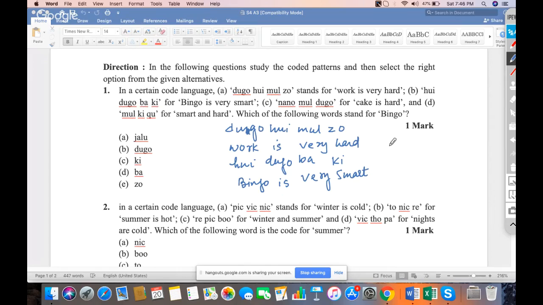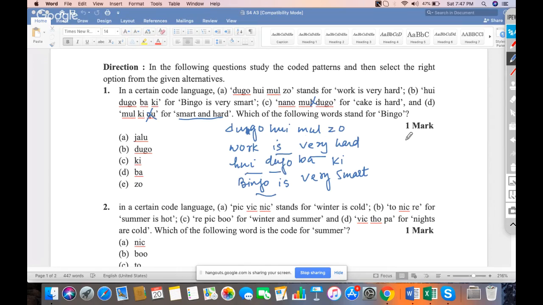The third one is, so you look at here, the third one, cake is hard, bingo is not coming here. And the fourth one also, moon ki q, the bingo is not coming here. So bingo is only coming here. So try to understand. Okay, but smart and hard is coming here. So look at here. In these two, what is matching is 'is' and 'very', and which are the two code words matching, Hui and Dugo is matching.